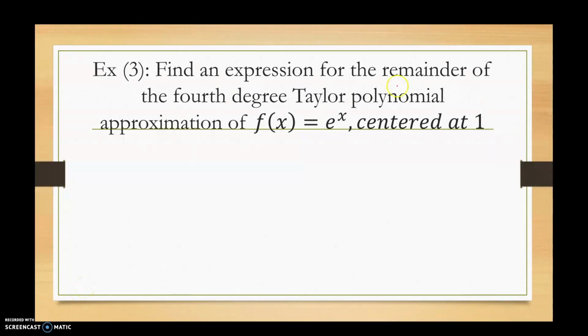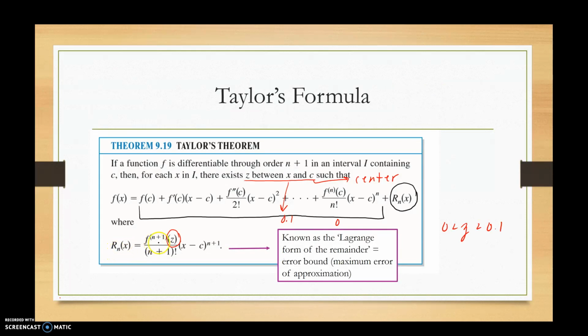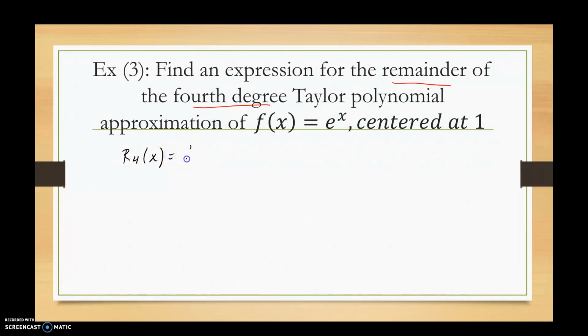Find an expression for the remainder of the 4th degree Taylor polynomial approximation of e to the x centered at 1. Okay, so I'm not looking for the error bound. I want to know what an expression for that bound would be. So the remainder of the fourth degree actually has to come from the fifth derivative. Okay? So the remainder of n comes from the n plus 1 derivative. So the remainder would be the fifth derivative at z all over 5 factorial times x minus 1 to the fifth. Okay, this would be an expression for the remainder.